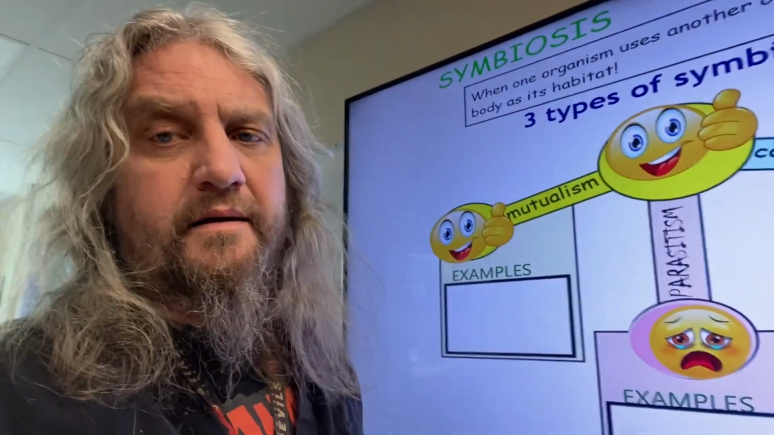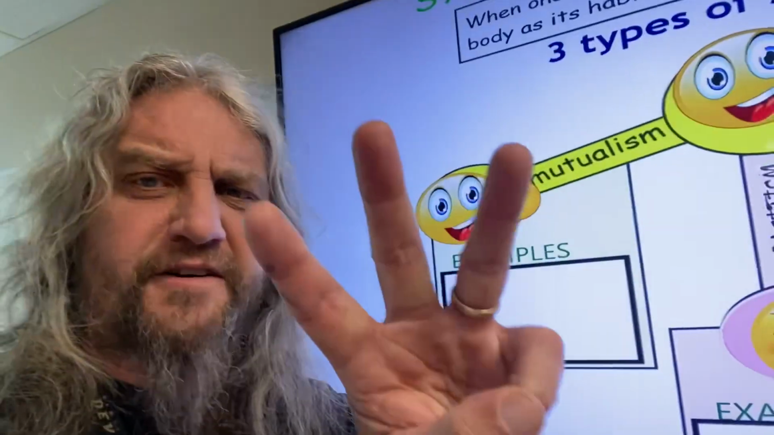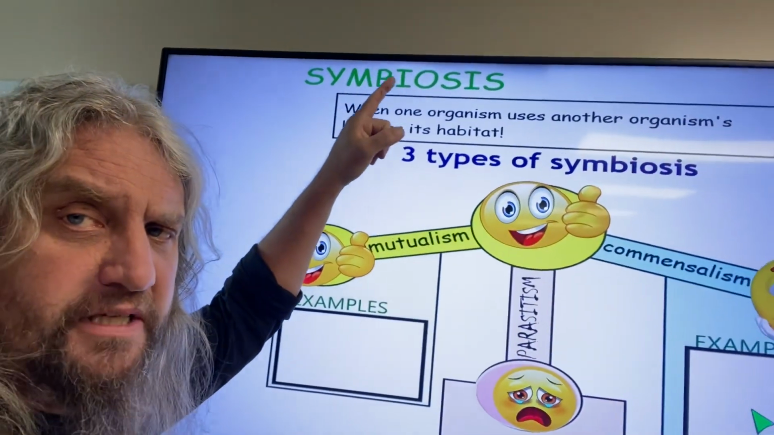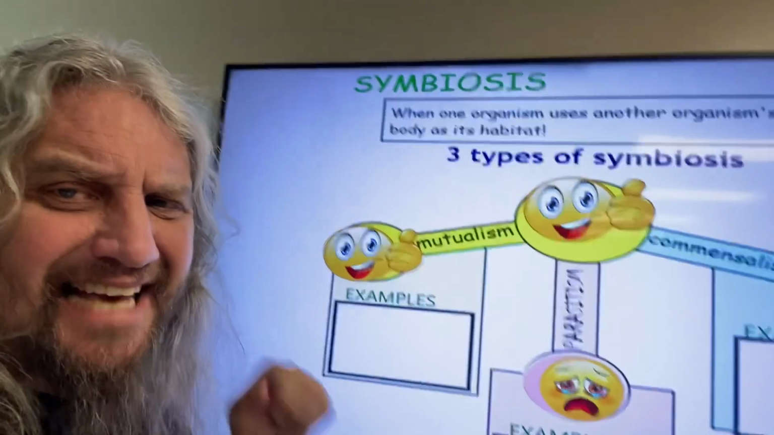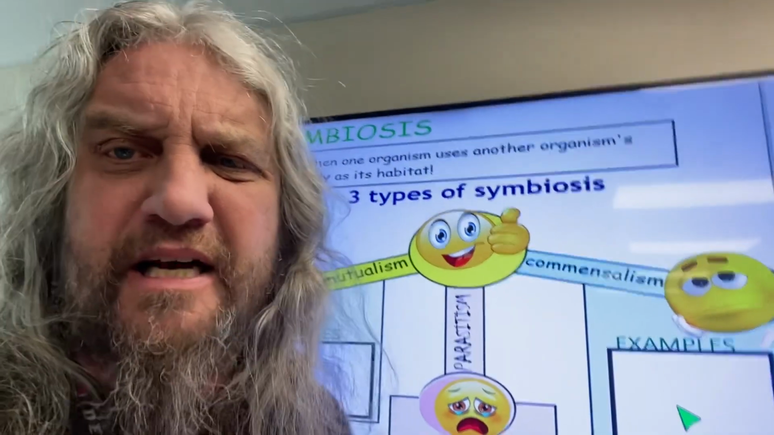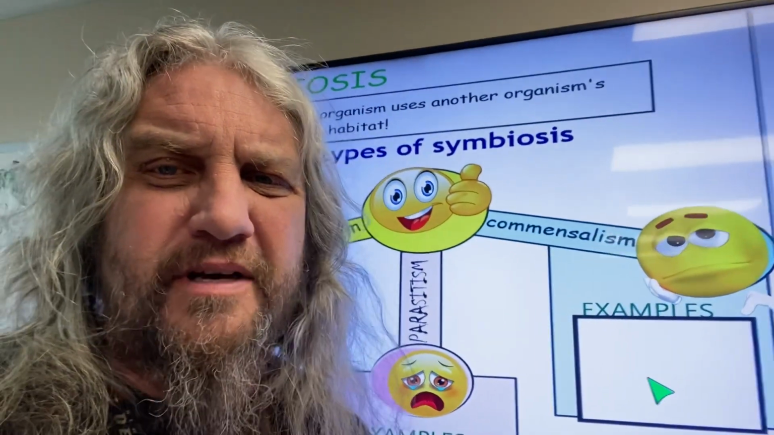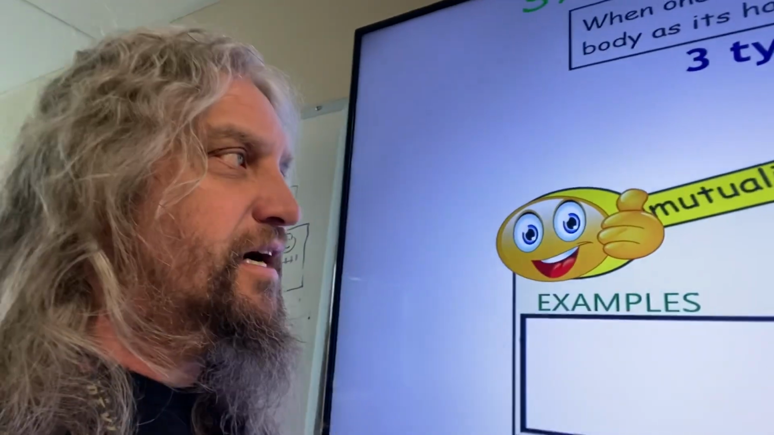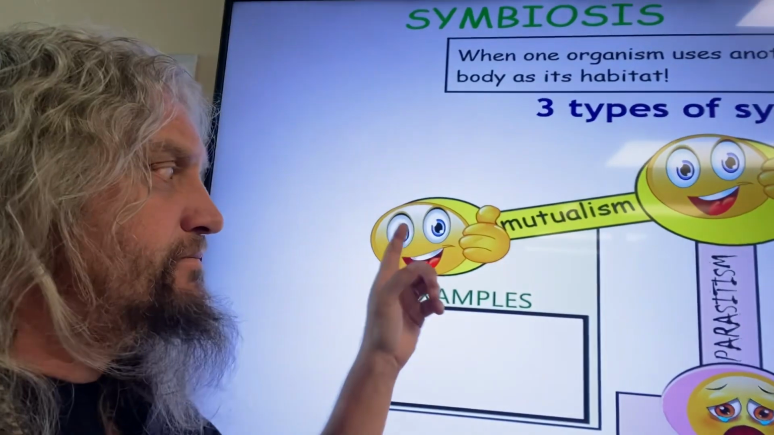Hey, I'm back. By now, you should know the 3 different types of symbiotic relationships. Remember, symbiosis are these really close relationships where one organism uses the other's body as its habitat. You're either ecto or endosymbiotic, depending on whether you live on top of or inside of the other organism. Right? But there are 3 types of symbiotic relationships. The first one that we learned about is called mutualism.